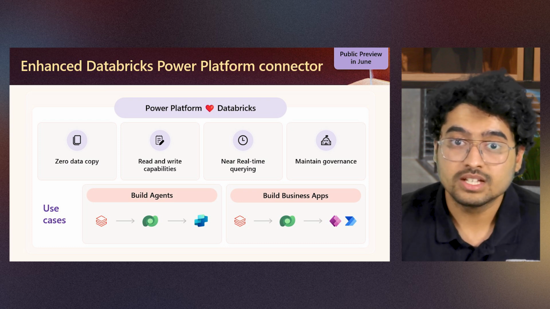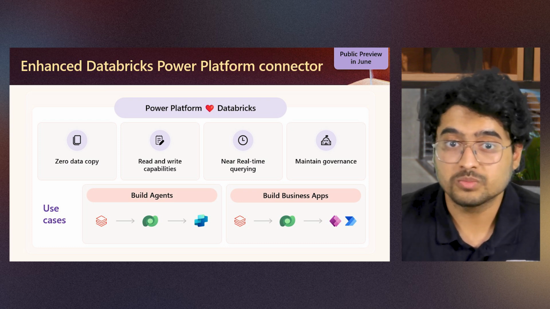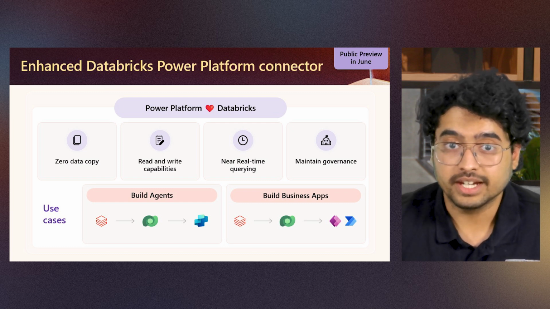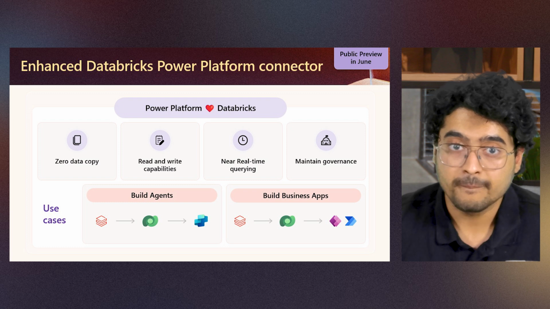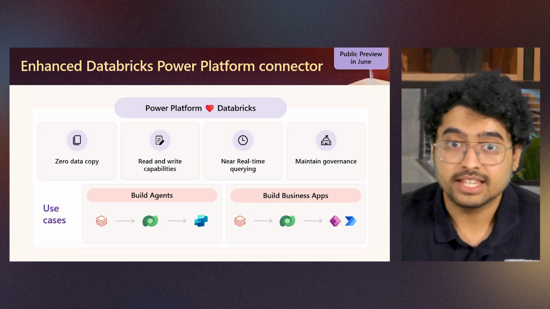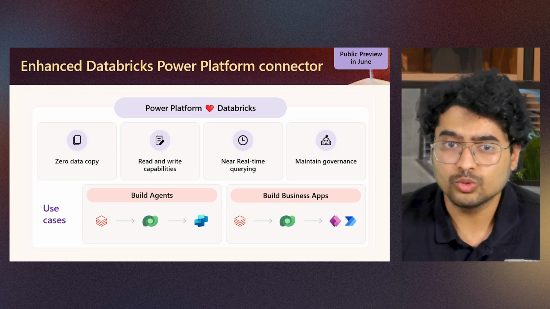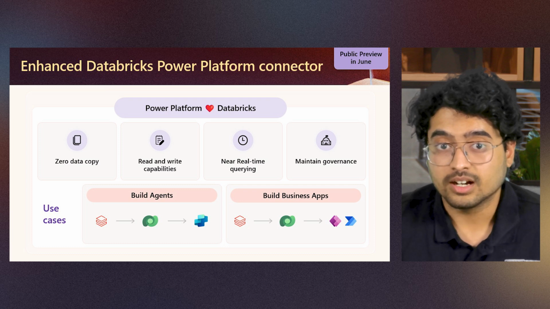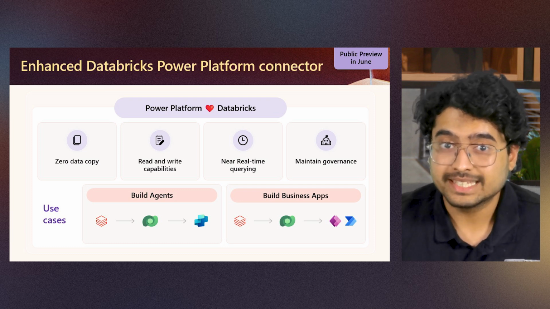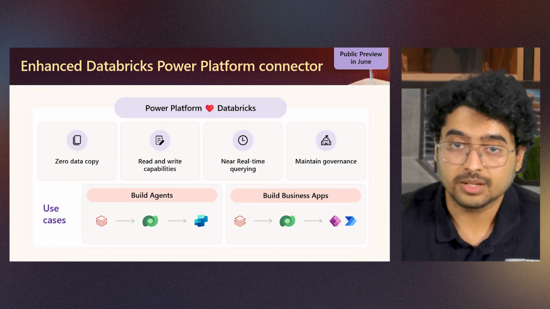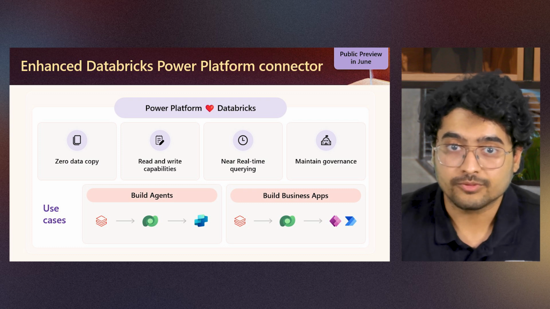Some of the benefits of the Databricks Power Platform connector are zero data copy when you connect Databricks data or a table to your Power App. In this Power App, you'll be able to read and write on the data, and this will update in Databricks in almost real time with just a few seconds delay. And for the last one, maintained governance, it basically means that with this connector, all of the rules that you have established in Databricks about who can access what data still apply in Power Platform.